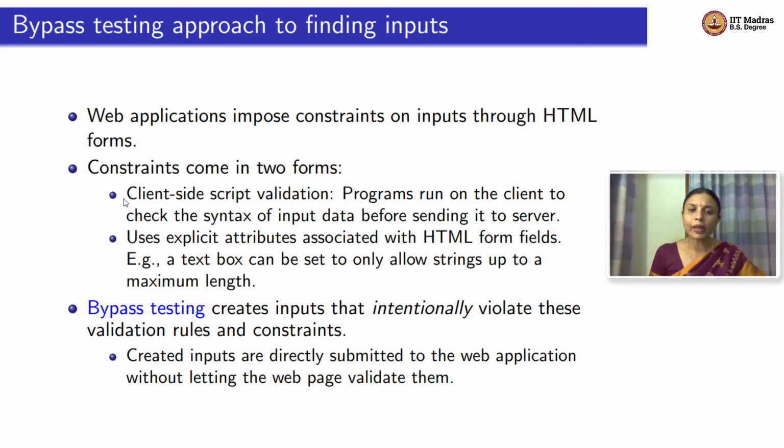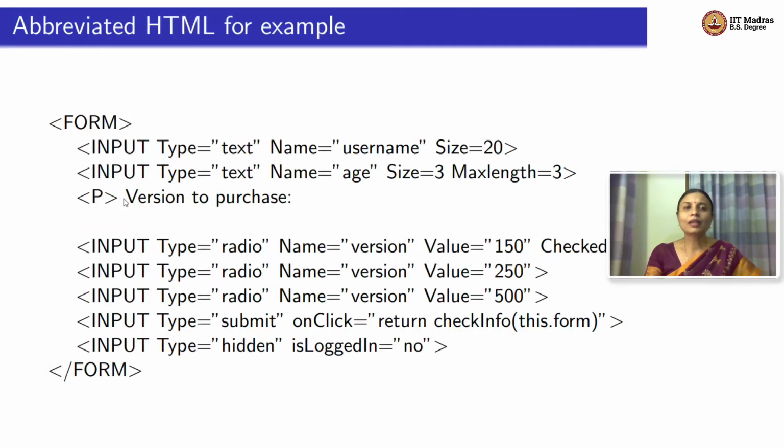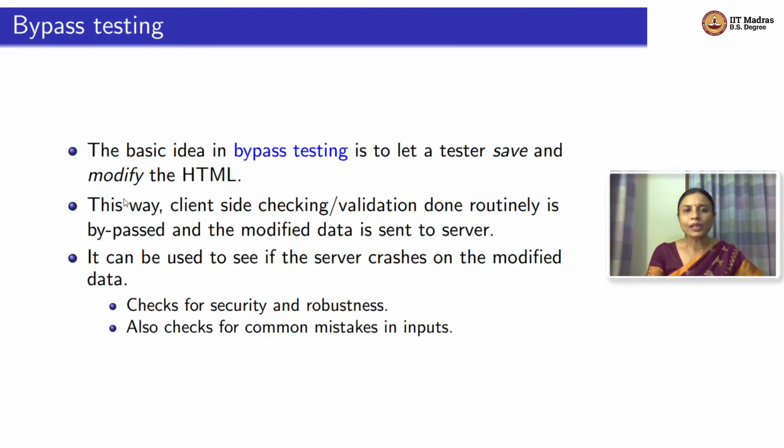The goal in bypass testing is to create inputs that intentionally violate the validation rules and constraints. The created inputs are directly submitted to the web application without letting the web page validate them. Then you check what happens in the server responses. The client-side validation that is done routinely is bypassed.